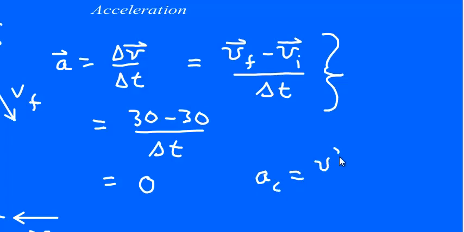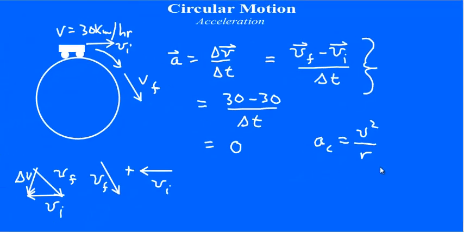Centripetal acceleration is equal to the square of the velocity around the circle divided by the radius. Okay, so that's an equation that you're actually given on the AP test, so you don't even have to memorize it. It's a very nifty little equation. It applies to objects moving at a constant speed in a circle.